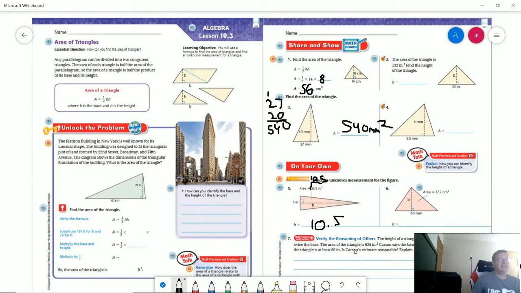Number 7. So the height of the triangle is twice its base. So what I want you to think about is, what would our answer be if the base is 50 and the height has to be 100? If I do 50 times 100 and then cut it in half, will I be anywhere close to this? I want you to pause the video and think about that. And you can probably already see off to the side the beginning of the answer for that.